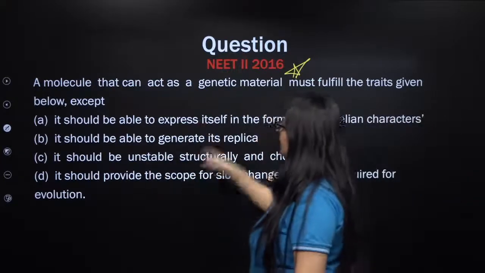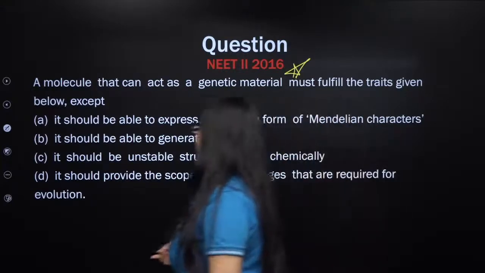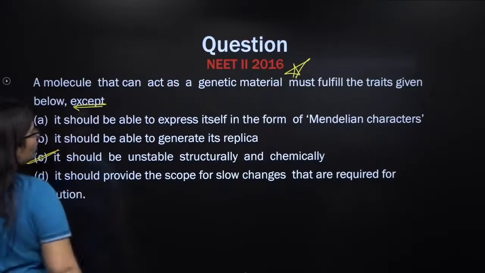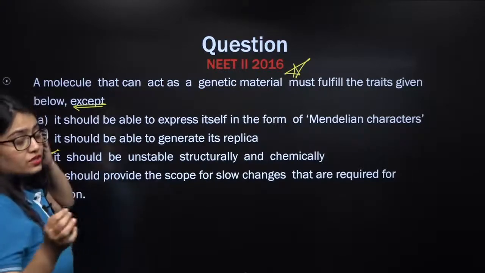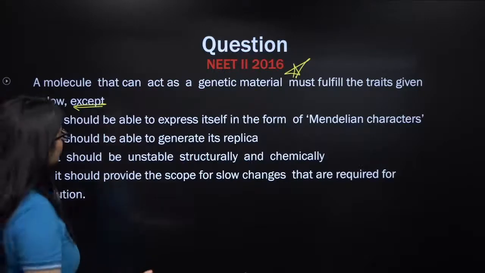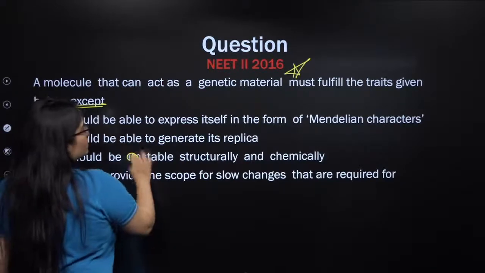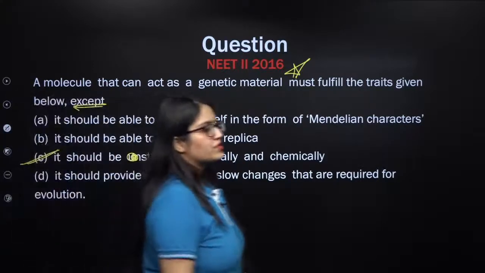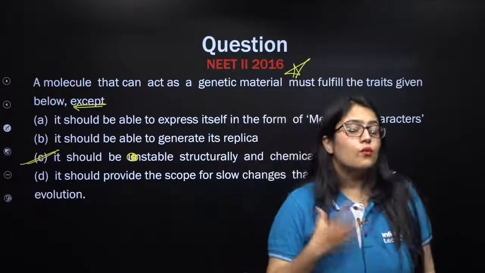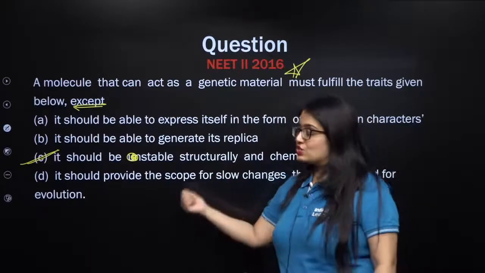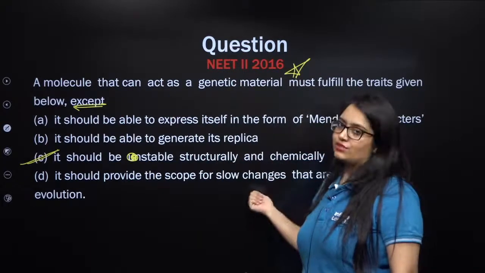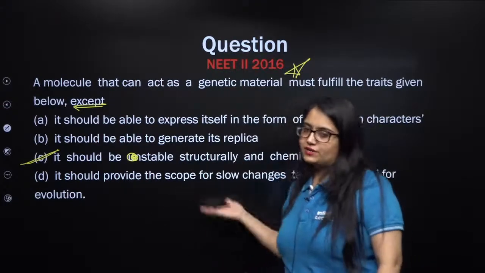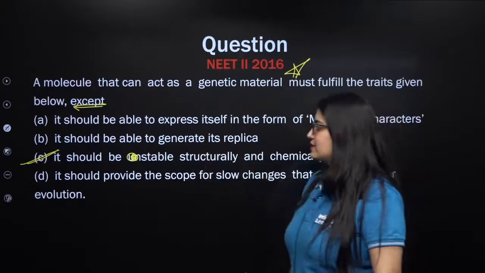It should be unstable structurally and chemically, and that's wrong, and that is what I will say, this is the exception. So, this is incorrect. The chemical that wants to act as a genetic material should be stable structurally as well as chemically, and in fact this is the only property of a genetic material where DNA won over RNA. RNA is structurally and chemically more reactive in comparison to DNA, and DNA is more stable chemically and structurally. So that is in fact the incorrect one.